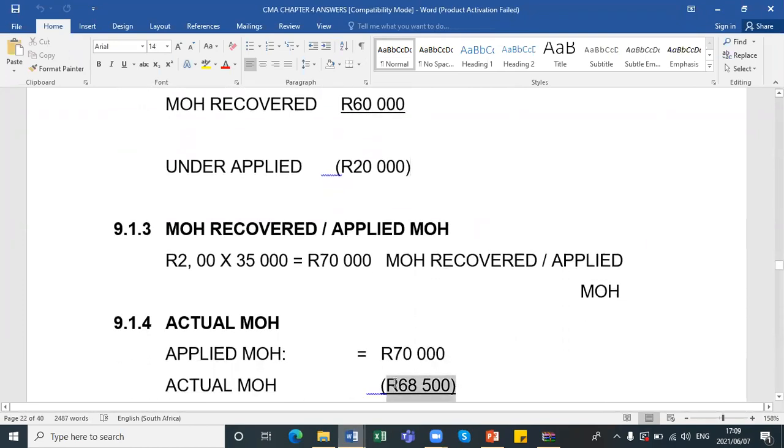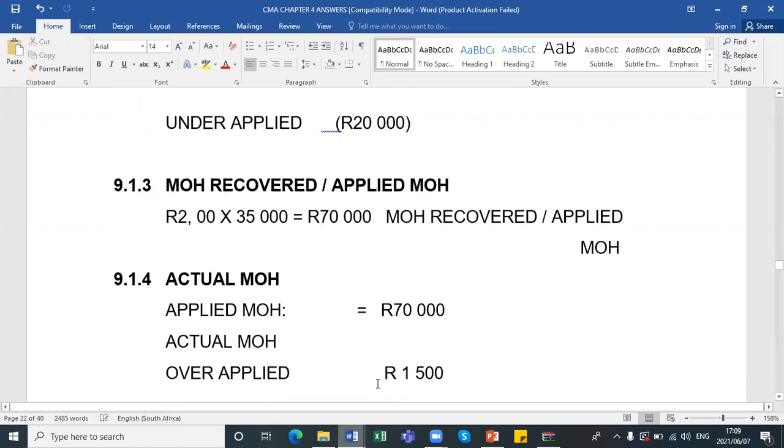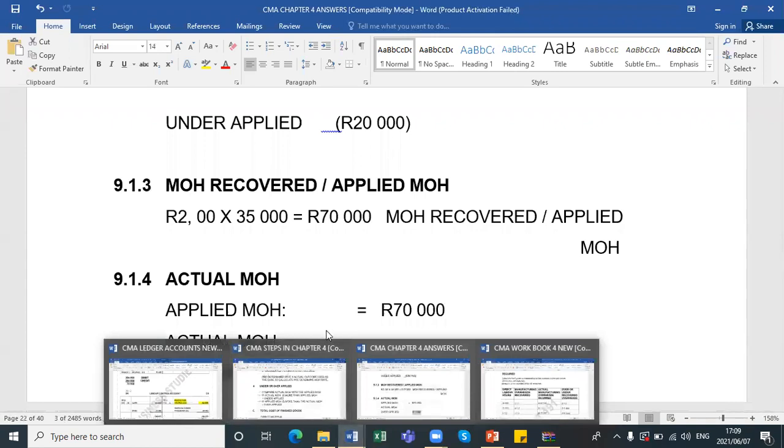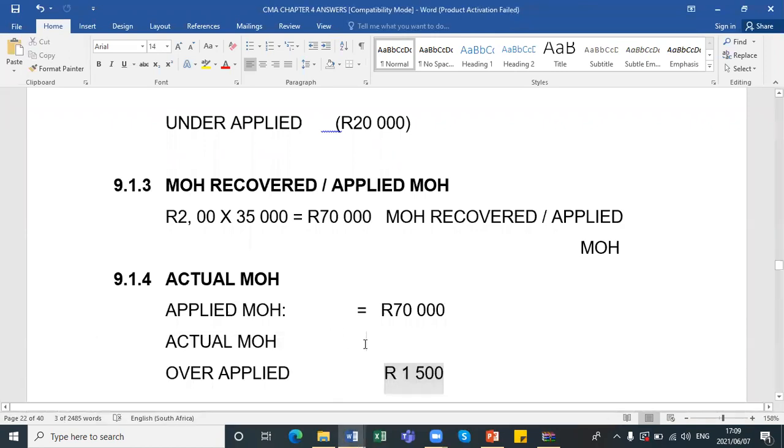They want me to calculate actual overheads. So I do have my applied overheads of 70,000, which I calculated in 9.1.3. They did give me 1,500. And if it's not in brackets, that means it's 1,500. So my actual overheads, must it be more than 70,000 or must it be less? So must I add these two amounts together or must I subtract it?